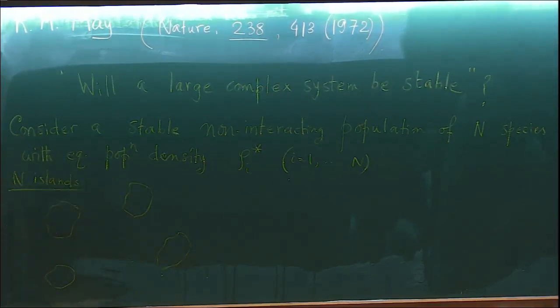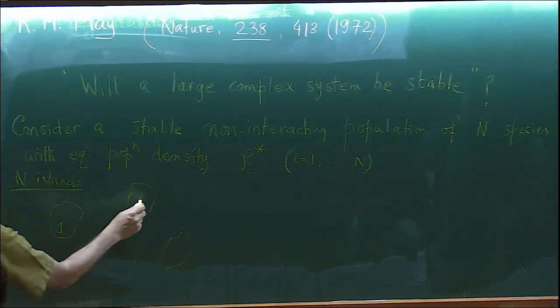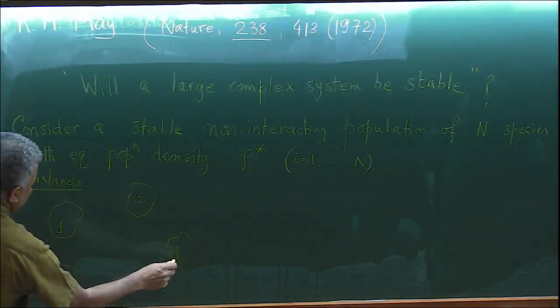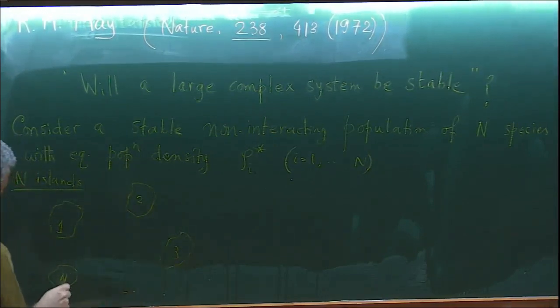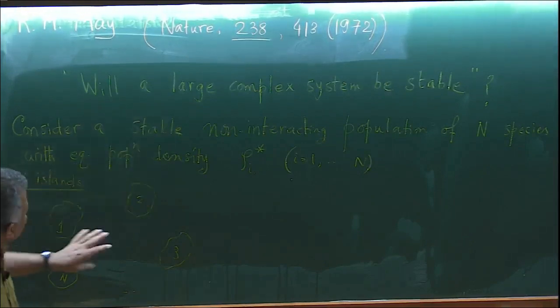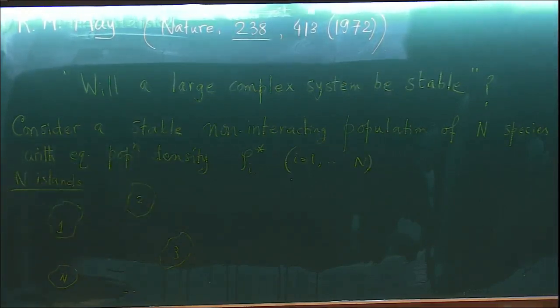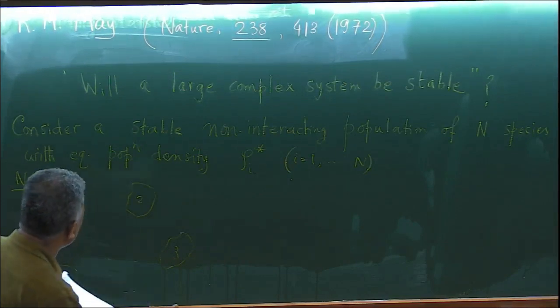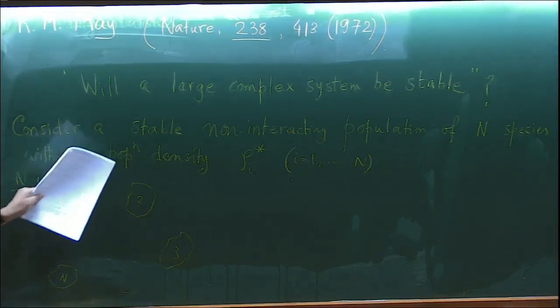So on each island, you have a species. Here is species number 1, here is species number 2, species number 3, 4, etc. No connection between them. There is no boat going from one island to another island. They are quite happy. So stable means they are quite happy, which means if you make a small perturbation due to a natural disaster or something, they are actually quite stable. That means, if you make a small perturbation, it comes back to its equilibrium density.